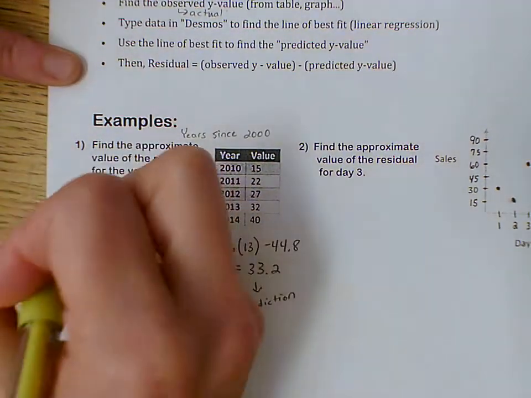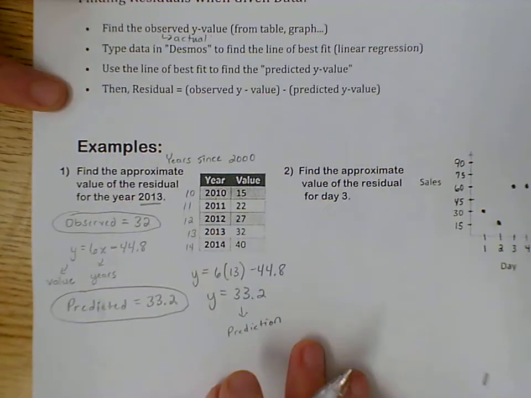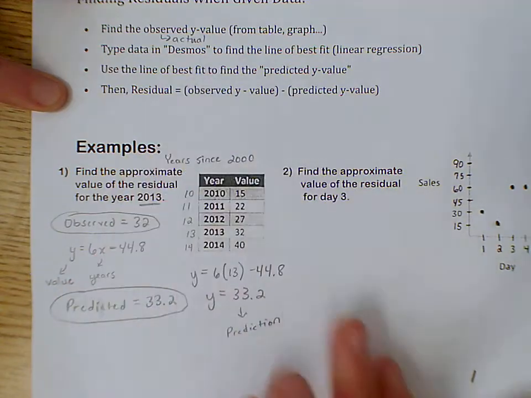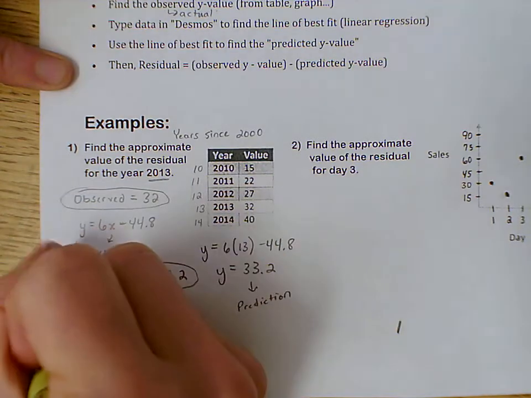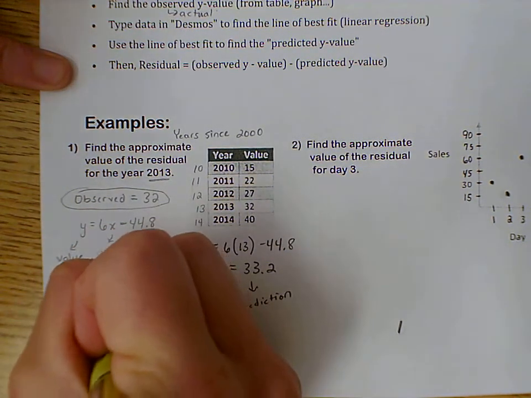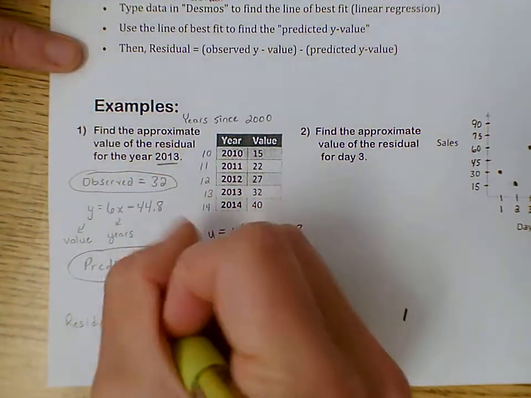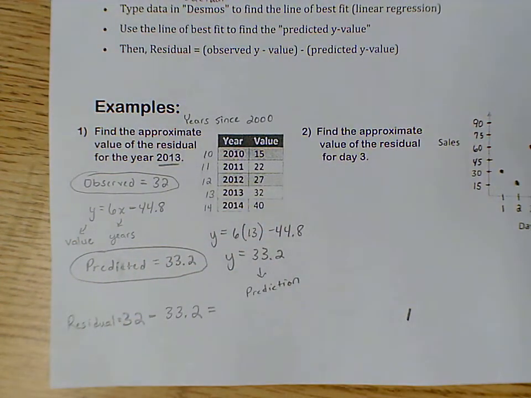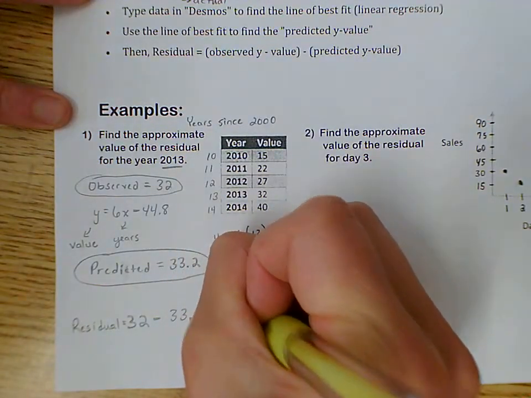So once you get those two things, the observed and the predicted Y values, to find the residual, all you have to do is subtract them. Make sure you take the observed Y value first. So it would be 32. We're finding the residual, so you take 32 minus the predicted, which is 33.2. Then from there, you just subtract those two. And I end up getting negative 1.2.